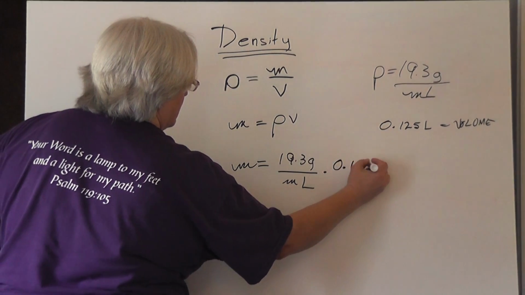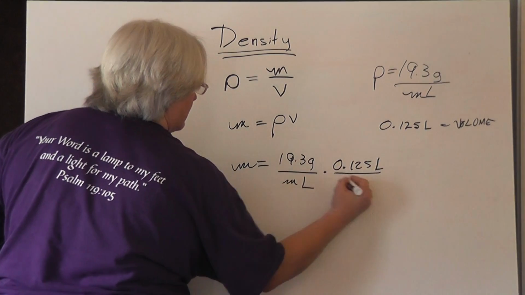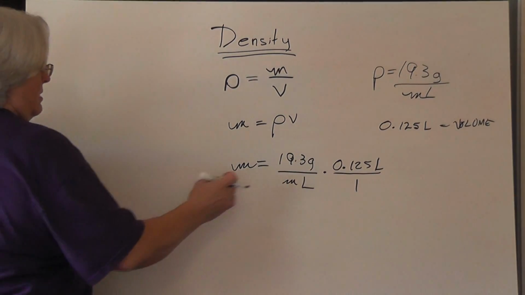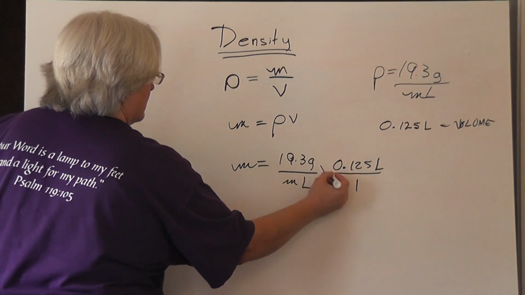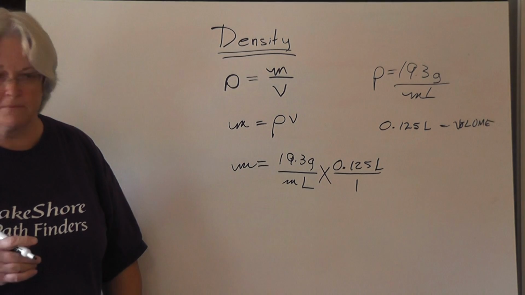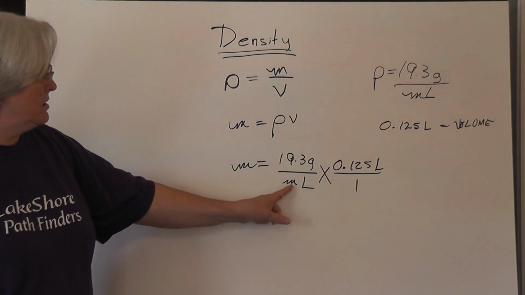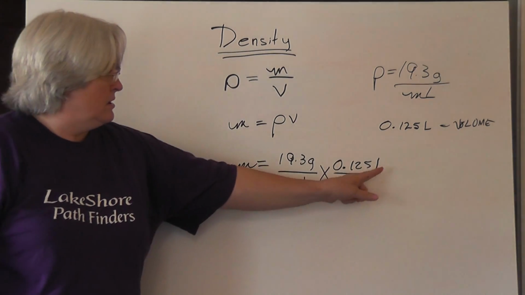0.125 liters. I'm just going to mark that over 1. Now, I'm going to revert, because we're doing unit conversions here. I'm going to put an X in. I don't know if that'll help or not. Now, we've got milliliters here and liters.